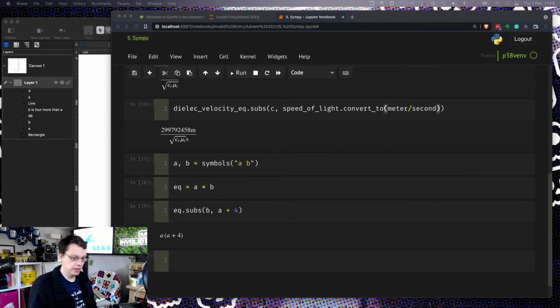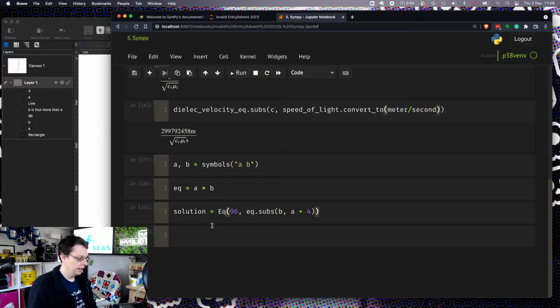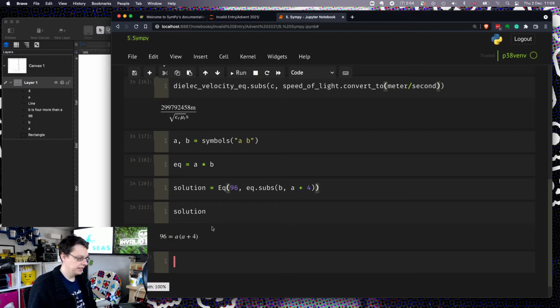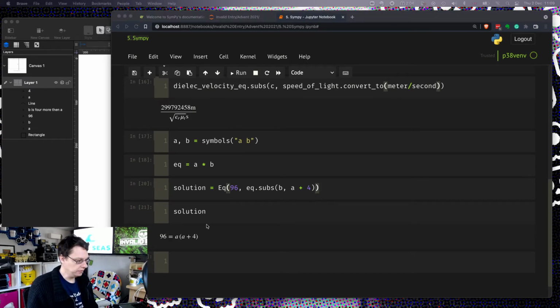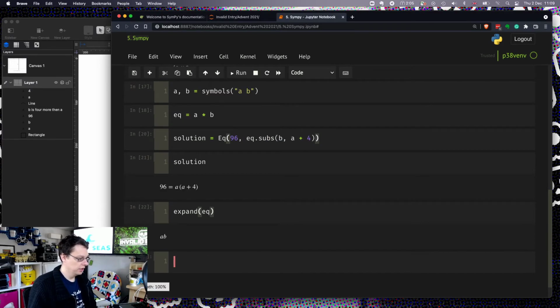So what we can now do is make another equation where we say output, the actual solution, is equal to an equation. I can't use the equal sign because that's a Python thing, but I can say 96 on one side is equal to that equation. And if I print the solution off, it tells me that's the combination. I know that I actually don't want to do that straight off the bat. What I actually want to do is expand. So if I expand the equation, hold on, I've done this twice.